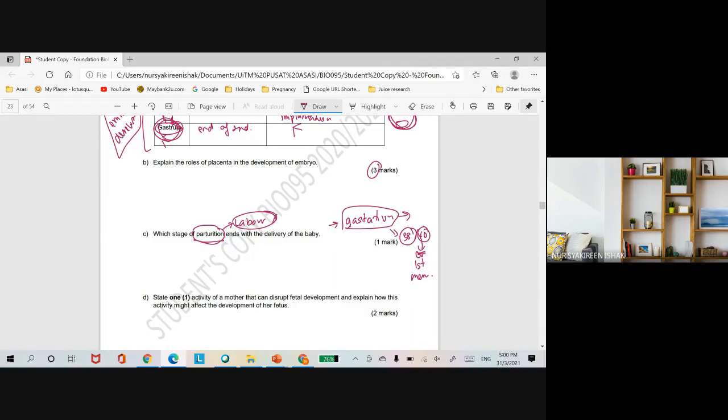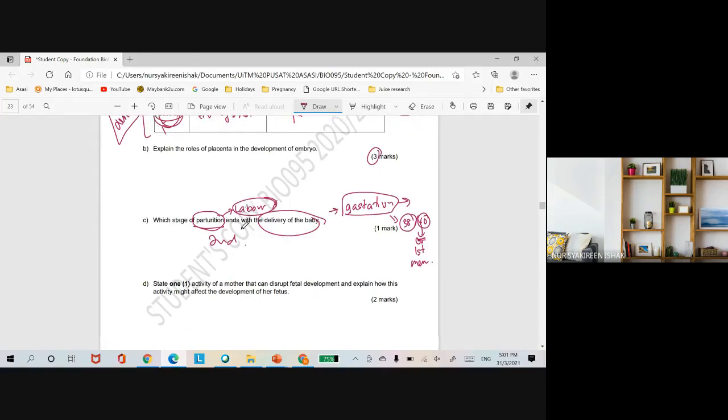Okay, so which stage of parturition ends with the delivery of the baby? It is the second stage, which is expulsion. Tadi saya dah cakap pregnancy ada 3 stage. Satu, dilation of the cervix until 10 cm. Lepas 10 cm baru pergi ke expulsion. And then bila baby dah keluar baru pergi kepada delivery of the placenta. So stage yang paling lama adalah dilation stage actually. Dia boleh take hours and hours. Even seharian boleh contraction for dilation tu.